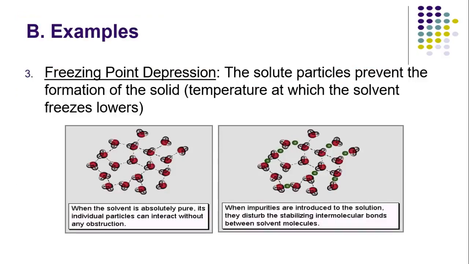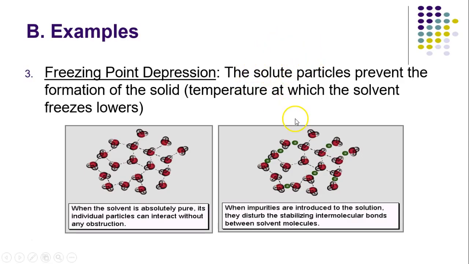The third thing is freezing point depression. And here what the solute particles are doing is they're stopping the solvent particles, like water, from forming a solid. Okay. So they interrupt the hydrogen bonds in water in order for them to freeze and become solid. And so you have to actually give up more energy in order for that to happen.